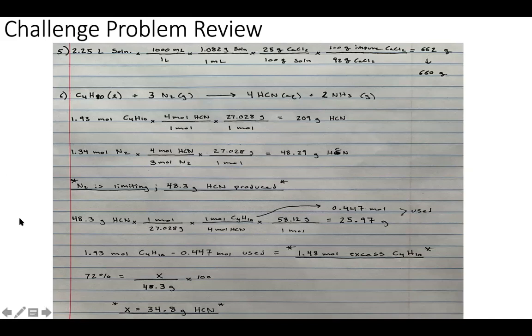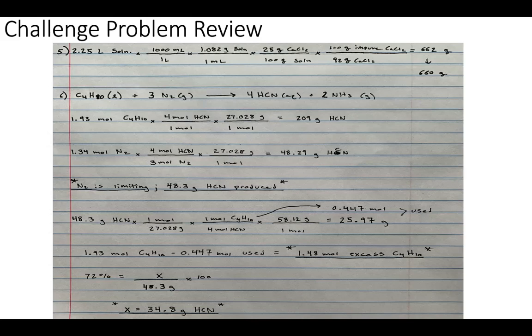I have a quick question about sig figs for question 5. Yep. So since it's 2.25 liters of solution, wouldn't it be 3 sig figs? So wouldn't it be 662 grams? Or how'd you round down to 660 grams? So yeah, I actually had the debate with myself as well, which is why I wrote 662 originally and then drew the arrow to 660.